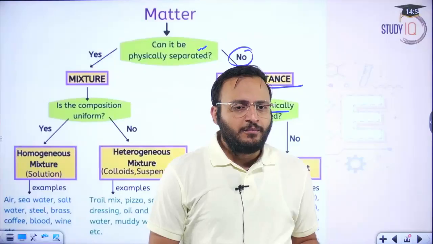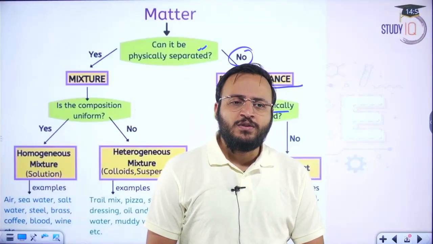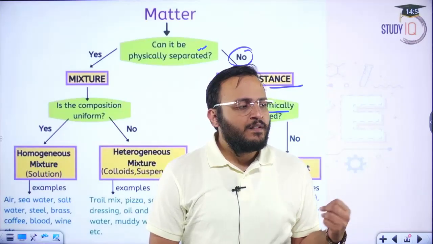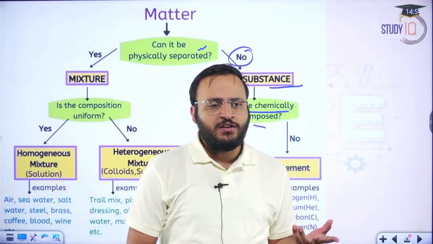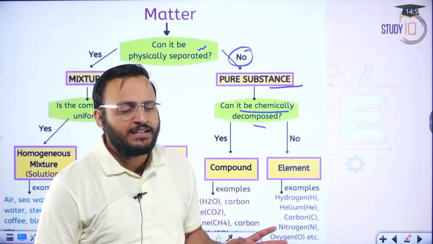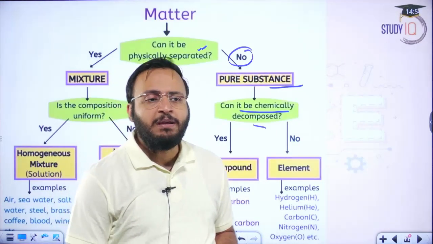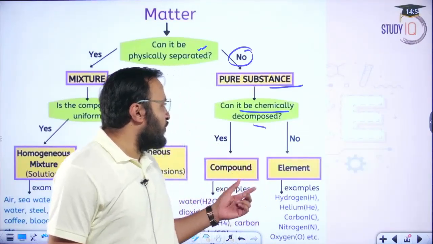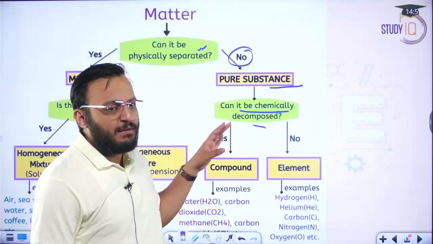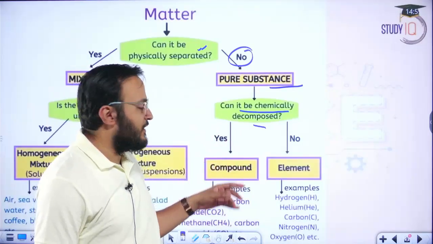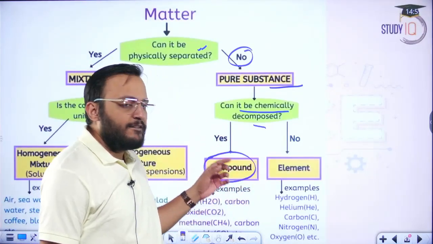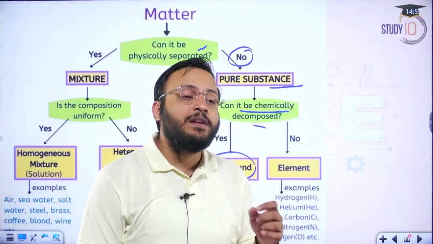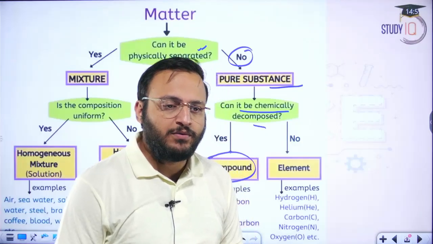This is the cloth. By using a chemical process, you can actually obtain the carbon, nitrogen, oxygen, whatever is there, you can simply get it separated with the help of chemical methods. So when you are able to chemically decompose a substance, then it means that the substance which you have is a compound.